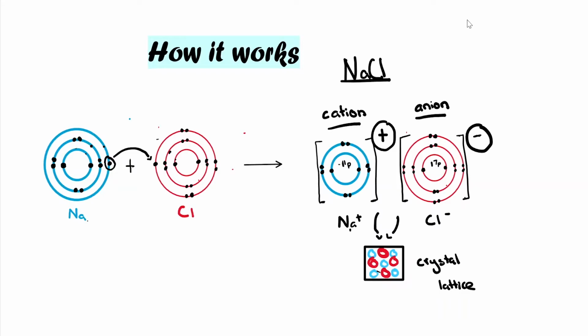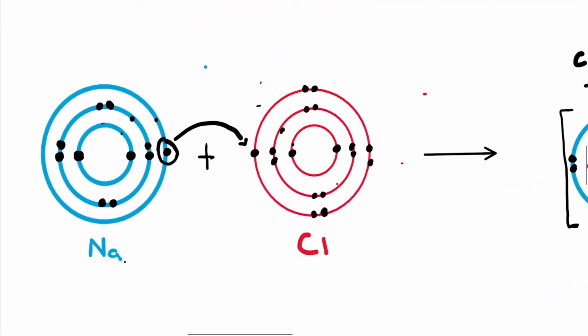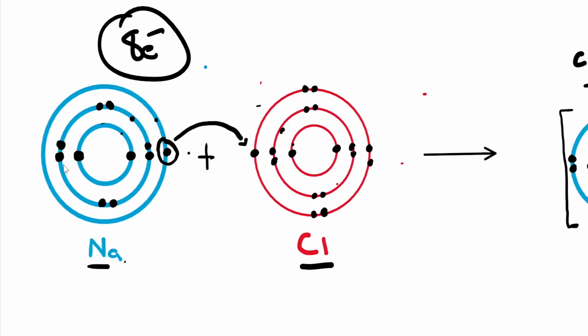NaCl, sodium chloride. And here are the Bohr-Rutherford diagrams for a sodium atom and a chlorine atom. What happens here is kind of like a conversation. Sodium hits up chlorine and tells them, I have an extra electron here. So let's make a deal. If I give you this electron, I'm happy because my outer shell now has 8 electrons. I'm stable. And if I give you this electron, then your outer shell will also have 8 electrons.